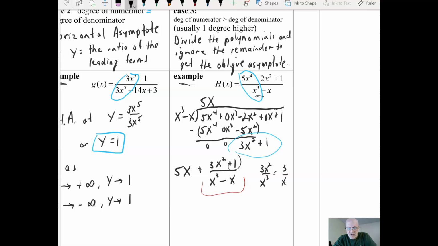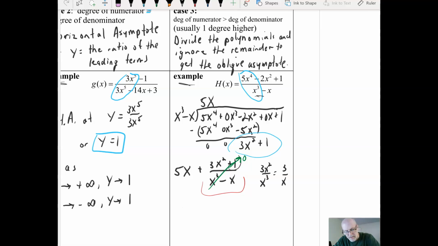And now when you ask yourself that same question, what happens when x is 1,000,000? You're looking at 3 over 1,000,000. If you look at 1,000,000,000, you're looking at 3 over 1,000,000,000. The denominator is just going crazy and getting bigger and bigger, and the numerator is not doing anything. So this is going to go towards 0. So this whole thing just goes towards 0. Let's just put an arrow towards 0 like that. So all that's left is the other part of the quotient, and so we have y equals 5x. So this is going to be an oblique asymptote.